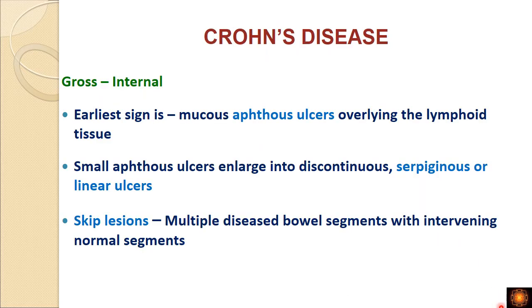Now that was about the external appearance. Then when we go to the internal, the mucosal surface, how does it appear? The earliest sign will be small aphthous ulcers. Later on, these ulcers enlarge and then unite and form serpiginous ulcers or linear ulcers. In between the ulcers we also have normal mucosa: a part of the intestine showing ulceration, then you have normal mucosa, then again a part of the intestine having ulcerations. So we call them skip lesions, because in between we are having normal segments.